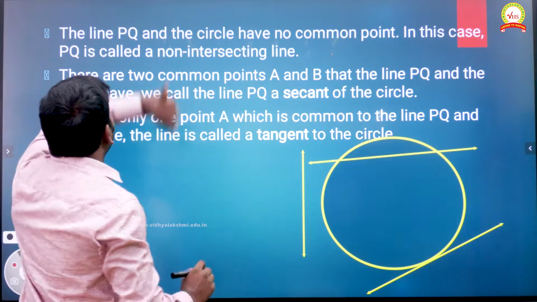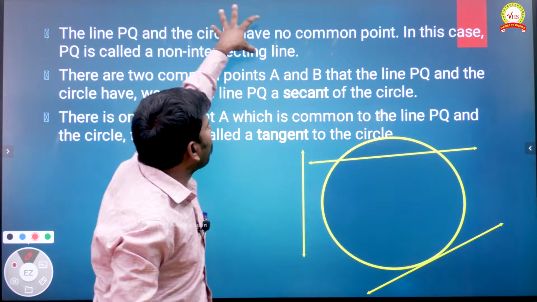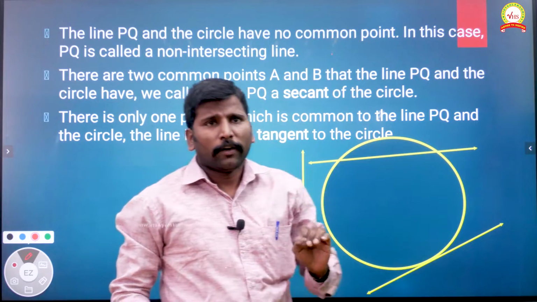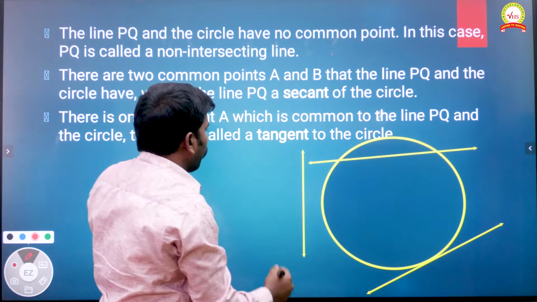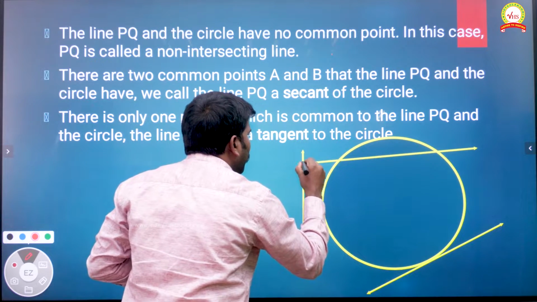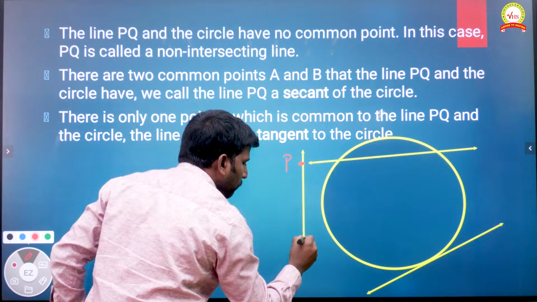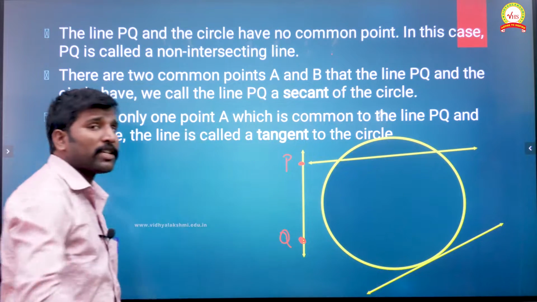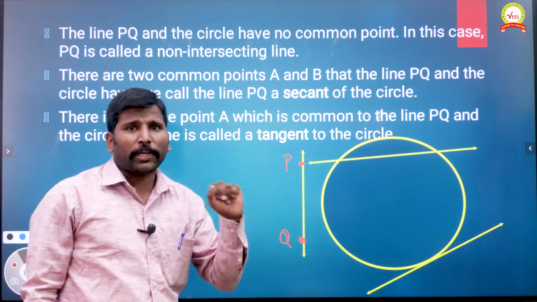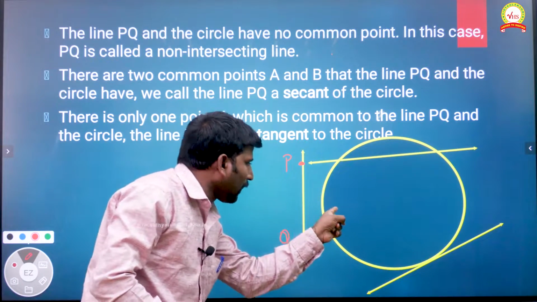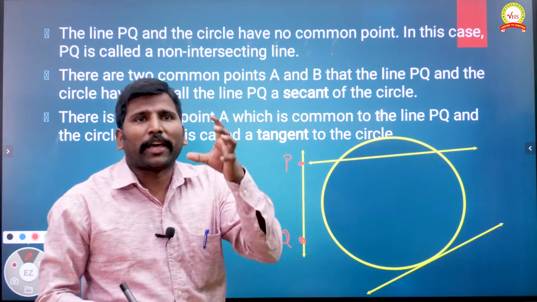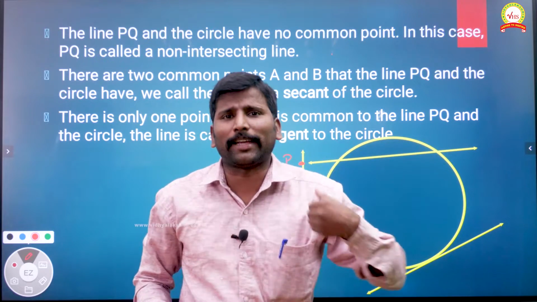Okay, Raja. The line PQ and the circle have no common point. We have a circle. Children, listen. We have one circle here, and a line also. Suppose I am taking this line, with points P and Q. The name of this line is PQ. PQ is a line. There is no common point for the circle and this line, so we call it a non-intersecting line.